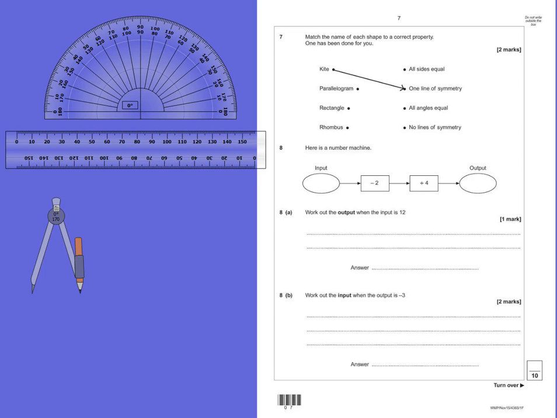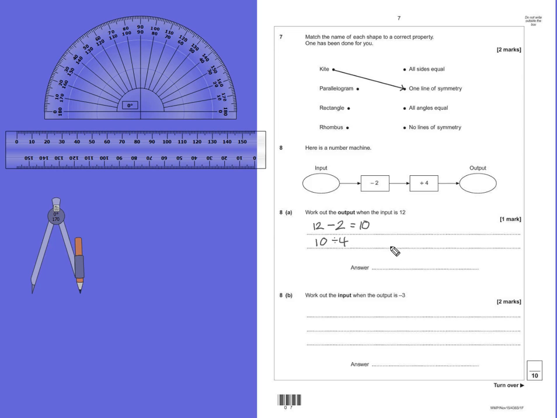So what we have to do for this is to follow the sequence. If we put 12 into the machine, the first step is to subtract 2. So we'll take 2 from our number. 12 subtract 2 equals 10. The next step is to divide by 4. So in this situation we have 10 divided by 4.